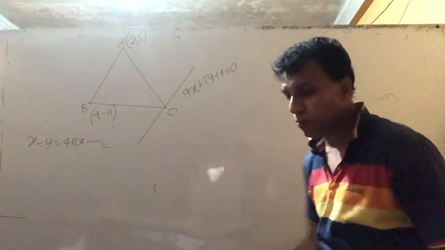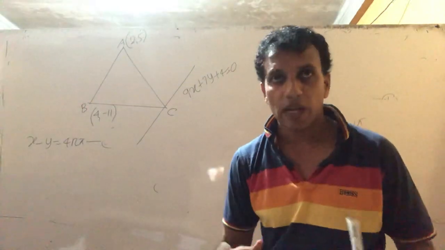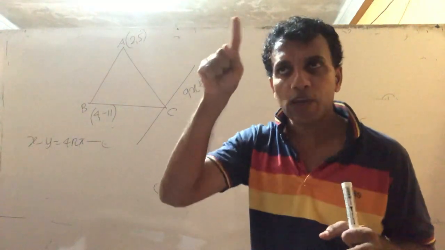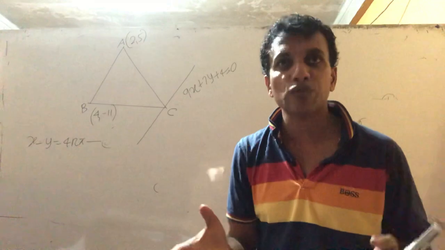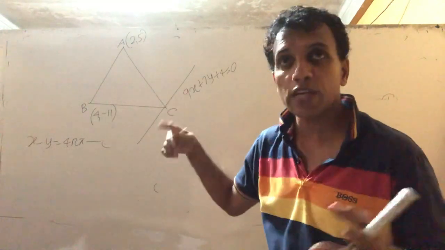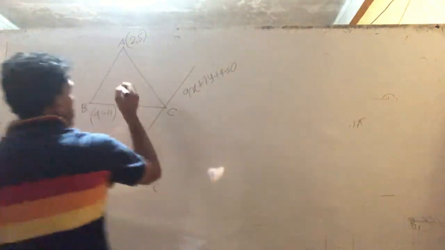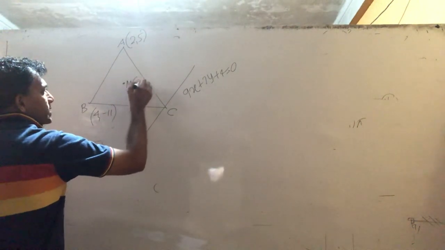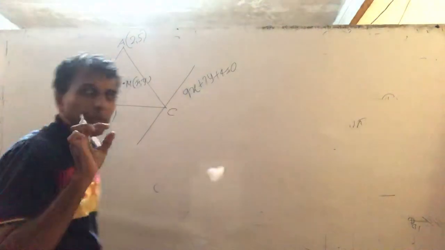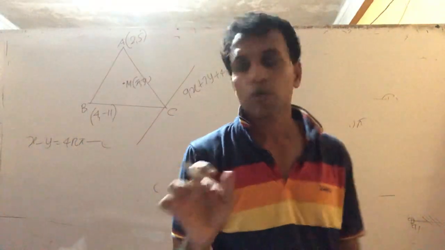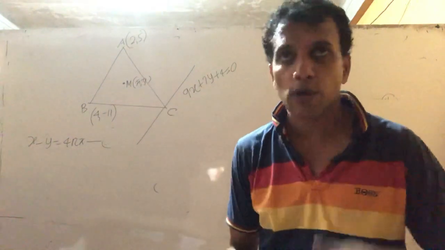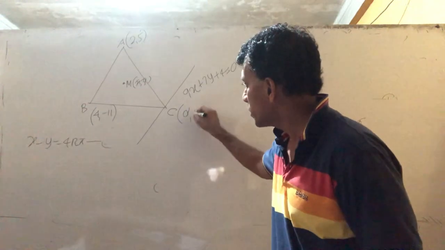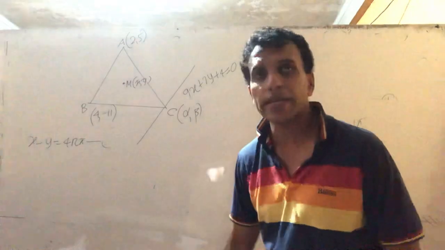The question is like a locus problem. What is the center or centroid? Like a centroid idea. What is the center of a triangle? How to find it? Add all three coordinates, divide by 3, right? So if I take the center as (x bar, y bar), say M, and C is (alpha, beta).